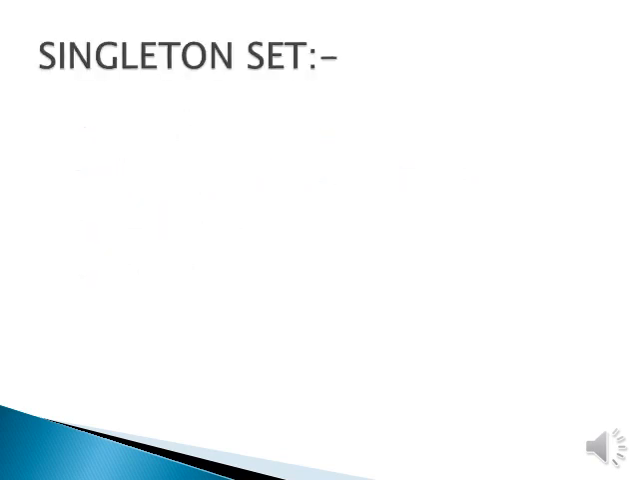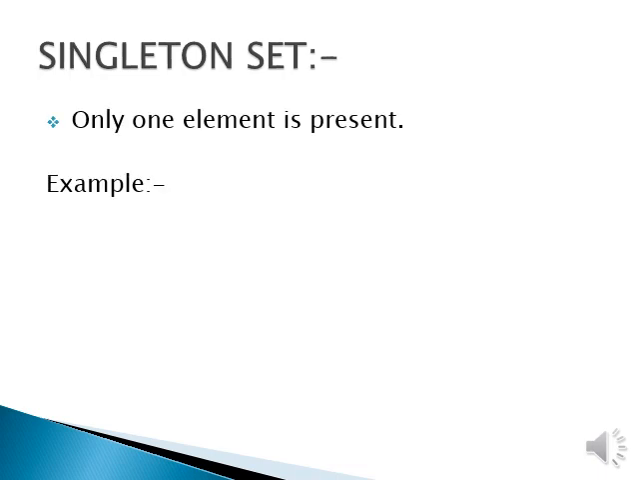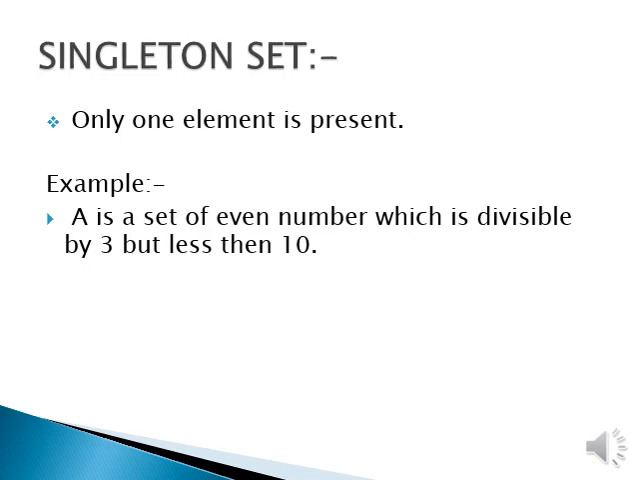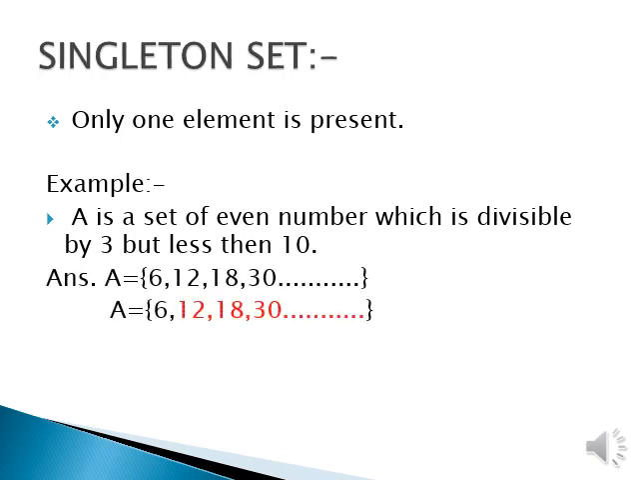Singleton set. From the name itself we can see single, that is only one element is present in this set. We'll see an example to understand it properly. A is a set of even numbers which is divisible by 3 but less than 10. Now if we go for the first condition, that is A is a set of even numbers which is divisible by 3, we will get a set 6, 12, 18, 30.